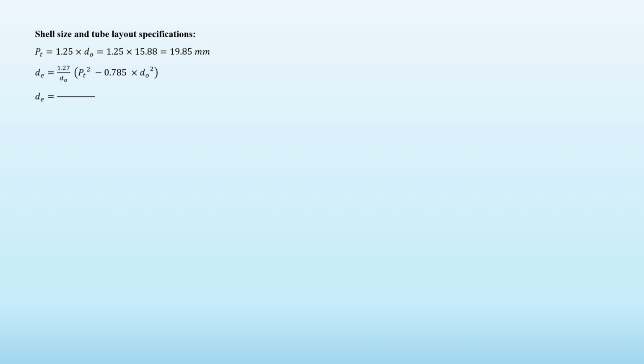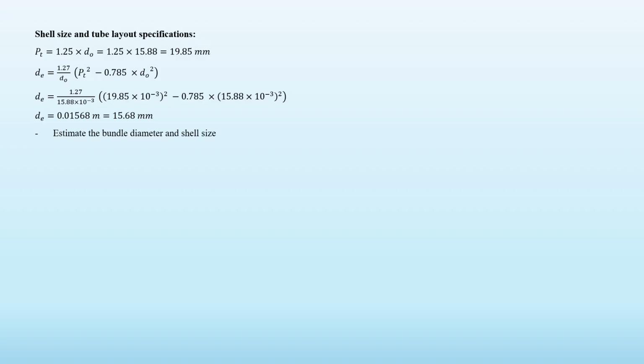If we substitute the values, then we will end with a value for the equivalent diameter on the shell side to be 15.68 millimeter. Then we need to estimate the bundle diameter and shell size. D sub B, this is a general equation, has been presented before in many references, and I will put these references at the end of this video.